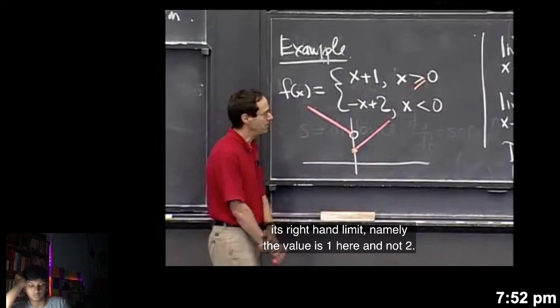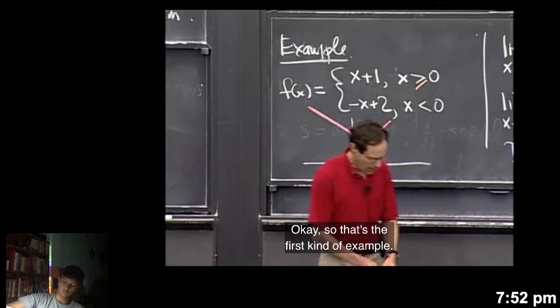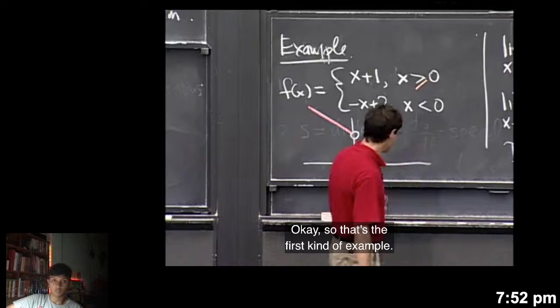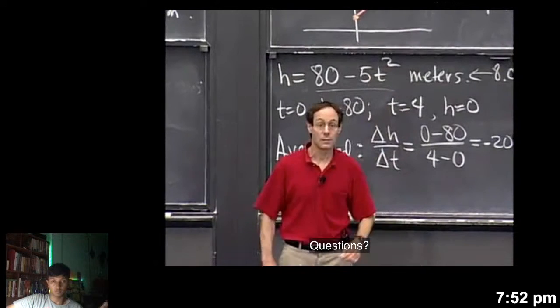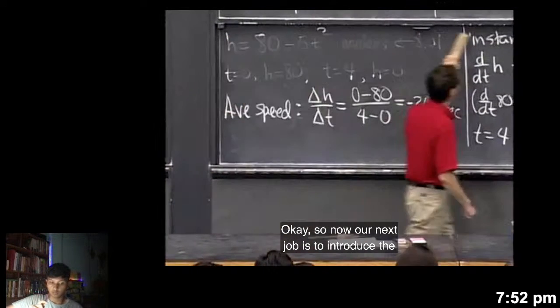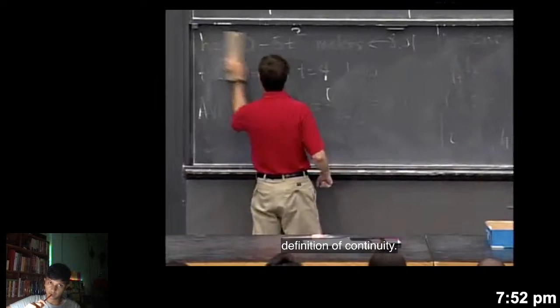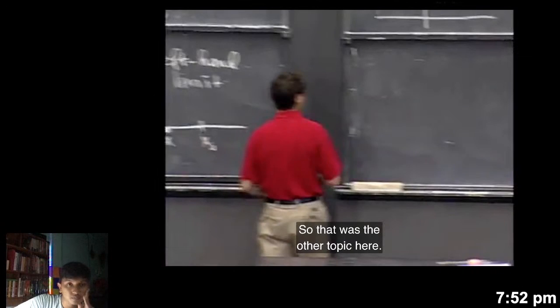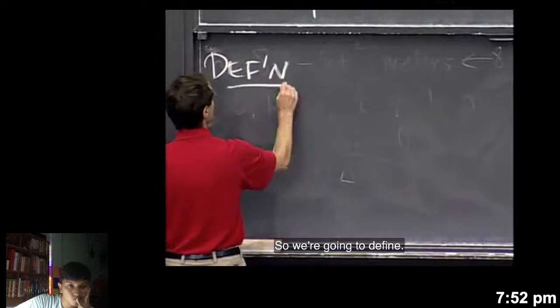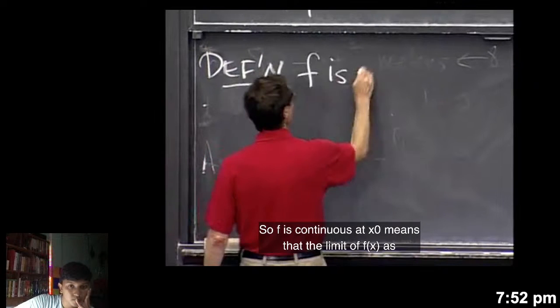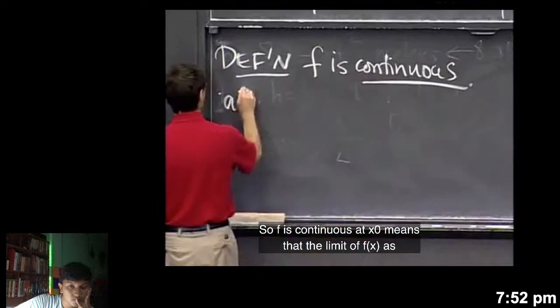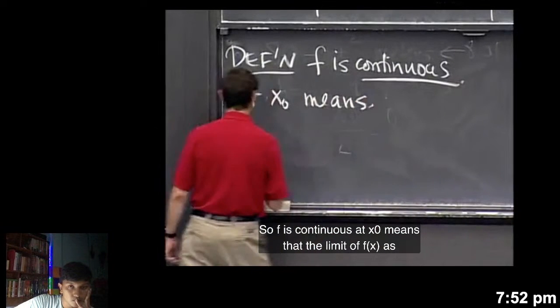Okay, so that's the first kind of example question. Now our next job is to introduce the definition of continuity. So that was the other topic here. We're going to define: f is continuous at x0 means that the limit of f of x as x tends to x0 is equal to f of x0.